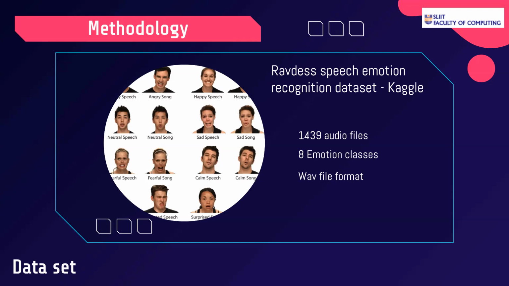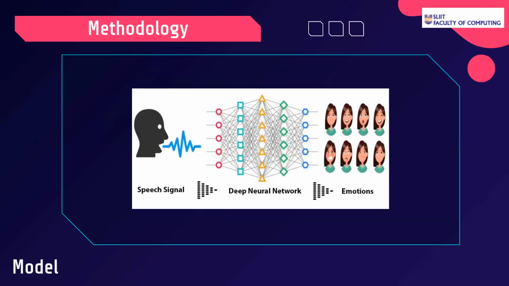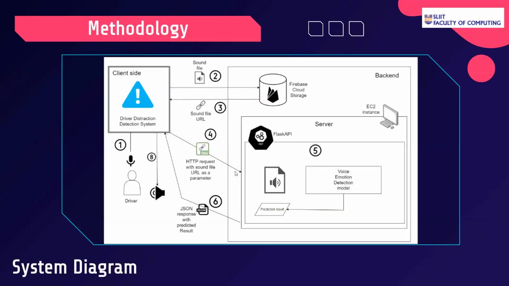And there also we got 8 emotion classes. And we use a deep neural network to build up the model. And this is the system diagram for the voice emotion detector. So it's kind of the same as the other components as well.